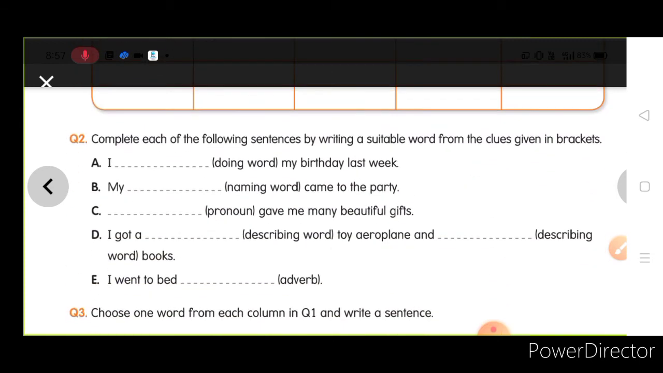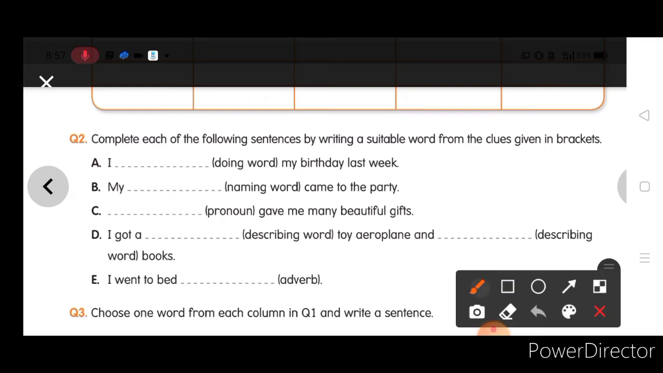Okay, next one is complete each of the following sentences by writing a suitable word from the clues given in the brackets. So here what they are asking about one word, one parts of speech is given, doing word. Doing word means what will you write here? I dashed my birthday last week. So what will you write for that? Very good. I celebrated my birthday last week.